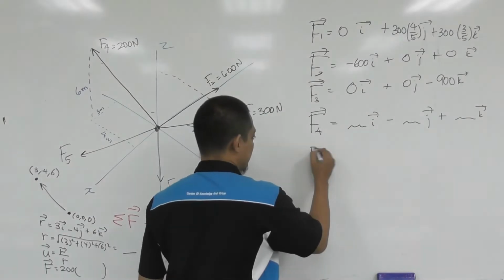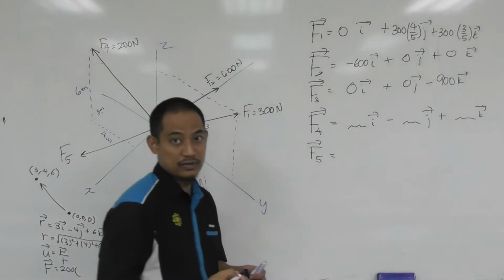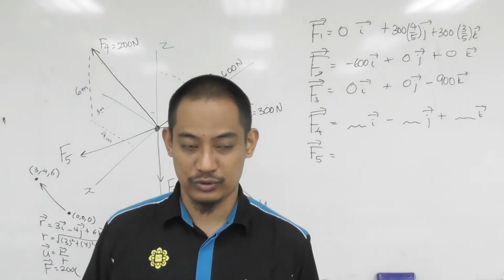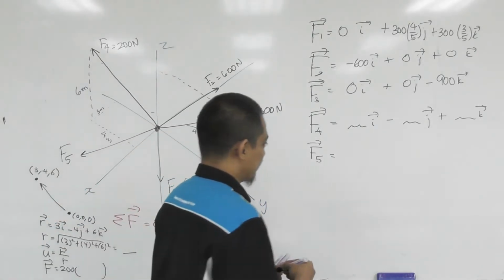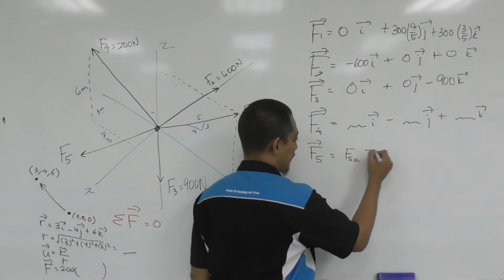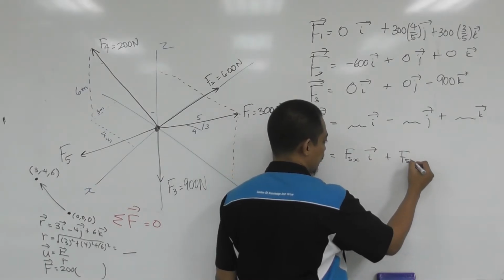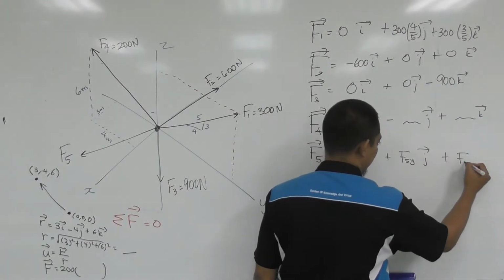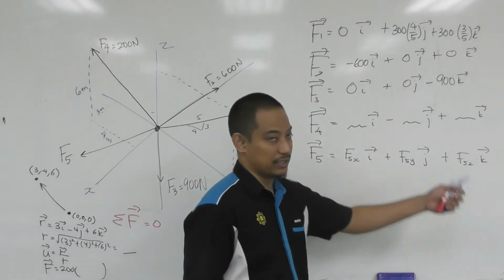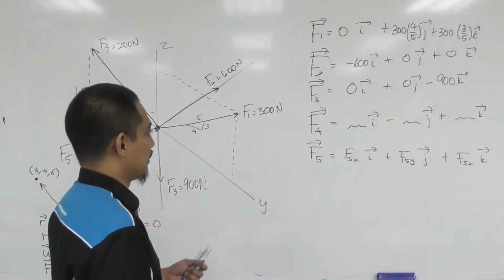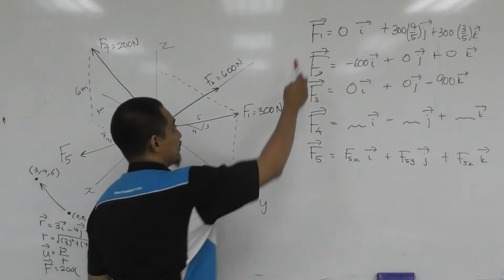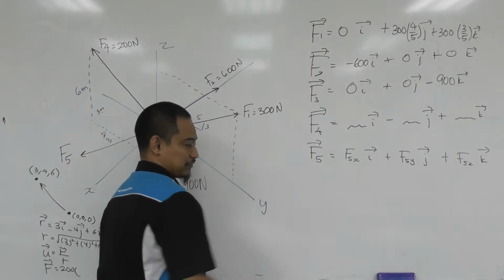So what to do? How to express F5? Now, because we do not know the magnitude and also the component, the direction, we can just make three unknowns, right? So for example, F5x i plus F5y j plus F5z k, right? So you will end up with 1, 2, 3 unknowns, right? And what equation do you have? So basically, we know that summation of F equal to 0, or basically F1 plus F2 plus F3 plus F4 plus F5 equal to 0, right?